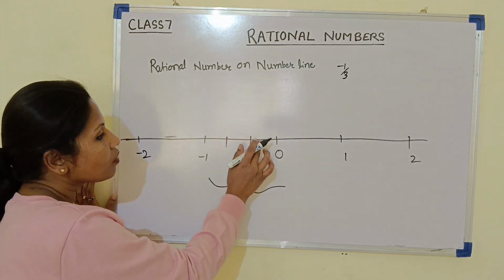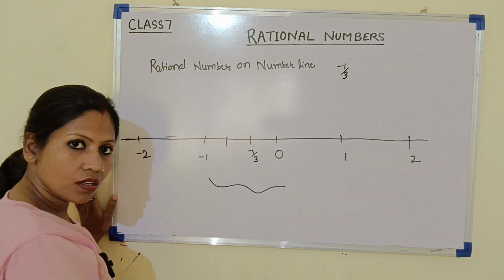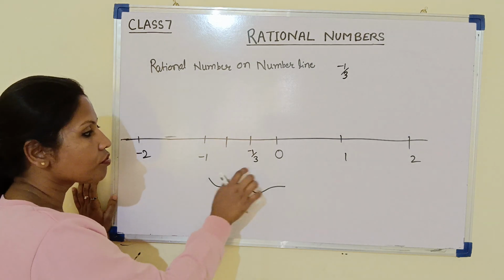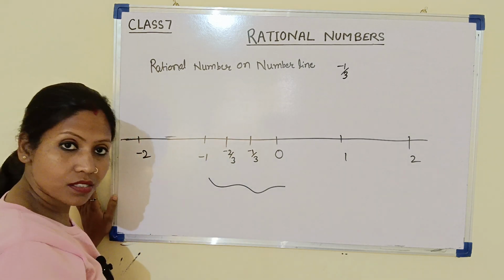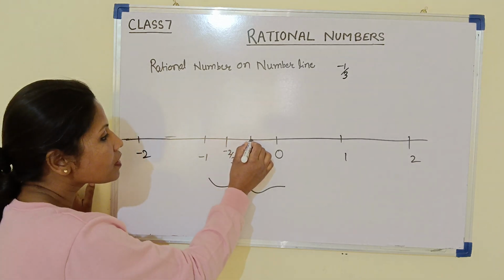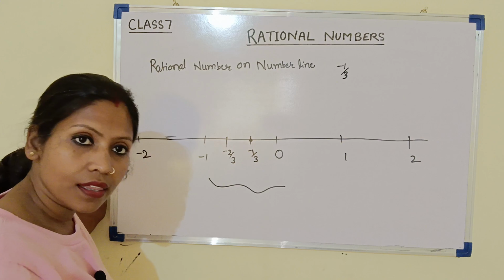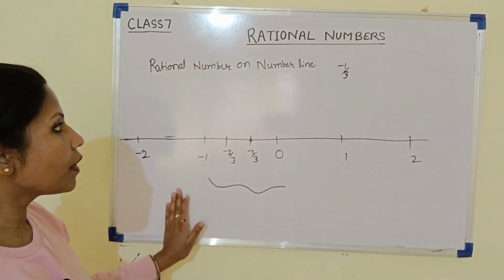So this will 1 part, 2 part, 3 part. This will be minus 1 by 3, 1 part out of 3. This will be 2 part out of 3 and this will be minus 3 by 3, that will give you minus 1. So this will represent minus 1 by 3. Okay, got it? Hope you understand, right?